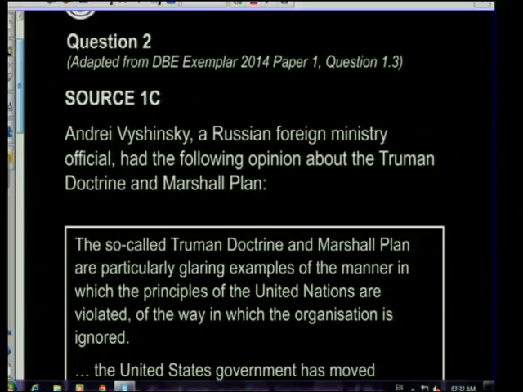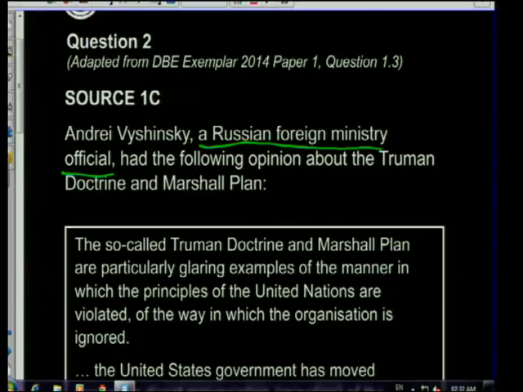Again, we read the caption. It's very, very important to read the caption. Andrei Vishninsky, a Russian foreign ministry official. Okay, I'm quickly going to underline that because that should give you a clue as to what the source is going to say. So source A, the previous one, was by the president of the United States, but now this one is by a Russian. And he had the following opinion about the Truman Doctrine and the Marshall Plan. So this is the Russian response to what the president was saying earlier on.